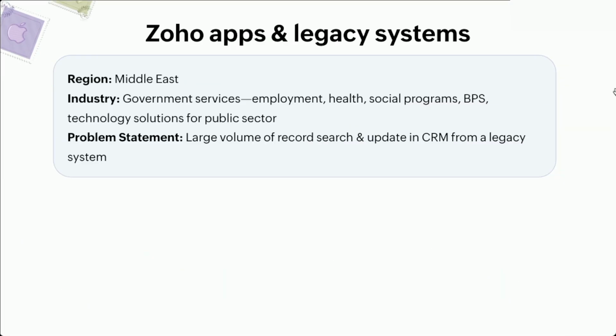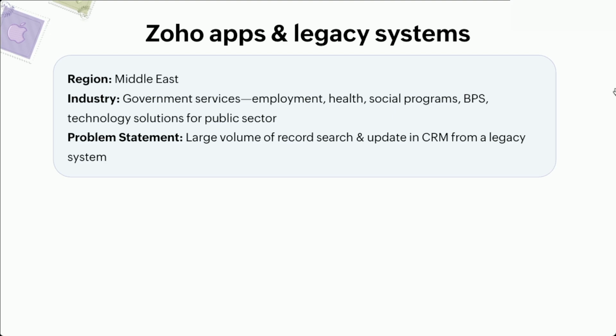Moving on to my next example, which is about legacy systems. So this is a customer from the Middle East who's into government services. So they constantly check the employment and the health status of people that are enrolled with their program. And they have welfare schemes that they run. So again, they have a central repository of all these people inside CRM. And their constant need is to be able to process updates and give in the right communication at the right time to these people that are part of the welfare scheme.